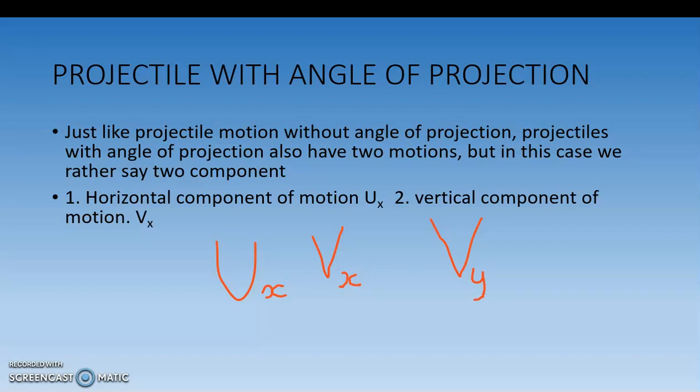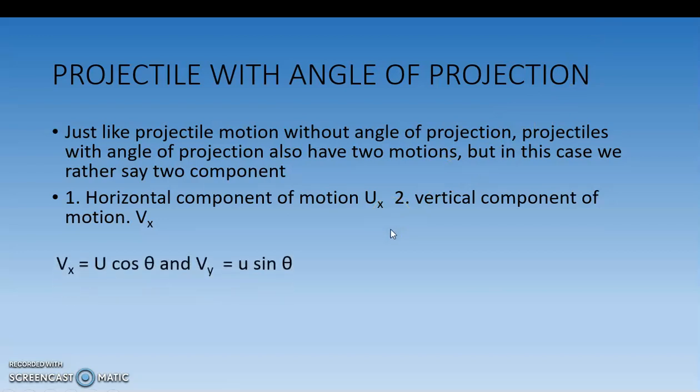So the x that is written in this note should have been, this x should really have been y. It should really have been y. Okay, so the horizontal component is Vx is equal to u cos theta, and Vy is equal to u sine theta. So that's it.